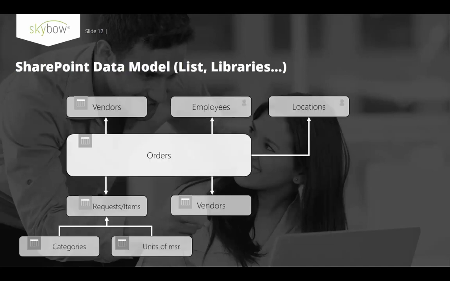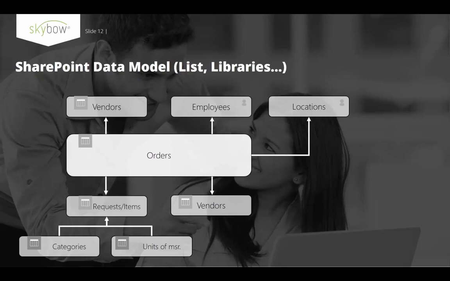So this is how our SharePoint data model looks like. We have the main SharePoint list of orders, and we also have lists for items and vendors which are associated with these orders. But we are also interacting with employees, which is just user profiles, the employees who are ordering those items. And of course, we are also working with locations, which are just a user profile field from the employees, which we want to read automatically and use. As you see on the lowest level, each request for purchase can be from different categories and can have different units of measure, and so on. With that, I'm going to stop showing slides and let's go to the solution to see how it looks.